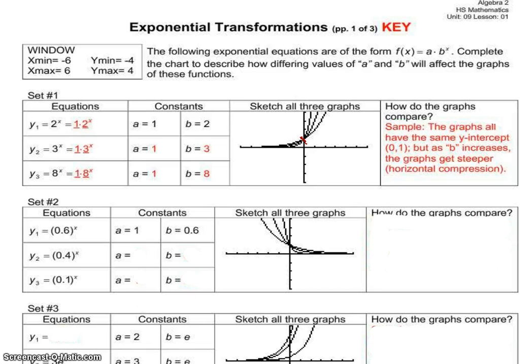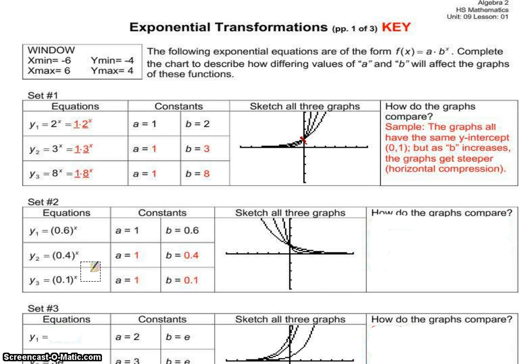Okay, on the set problem number 2, what do you notice about the 0.6? That's going to be my what? I know anything by 1 is going to give me that number, so that's going to make b my 0.6, and that's going to make a my 1. So what values would we have for the second one? What would my b be? That's correct, 0.4, which is making my a 1. And then the last one, I'm going to have 0.1, making my a 1.